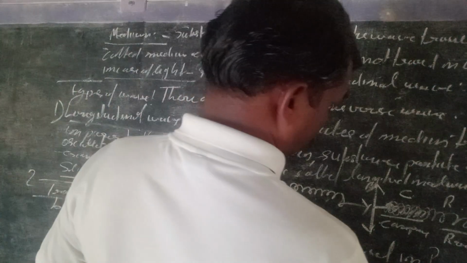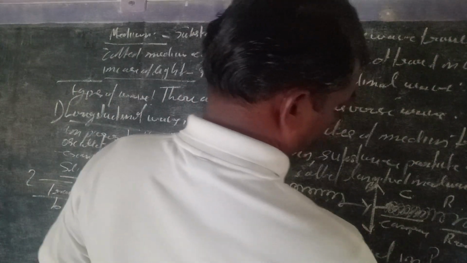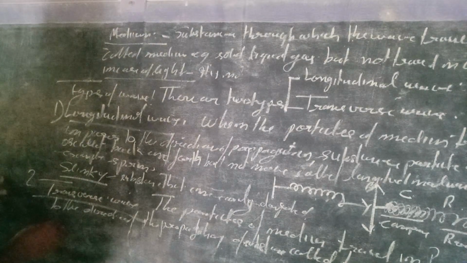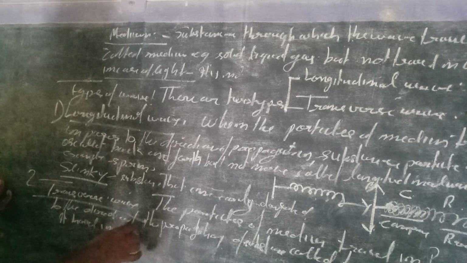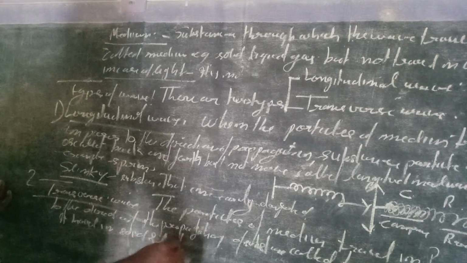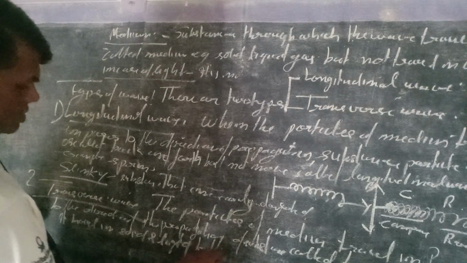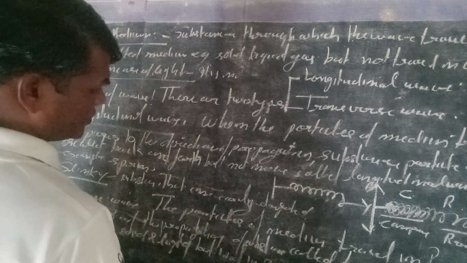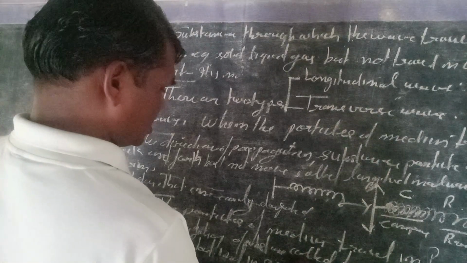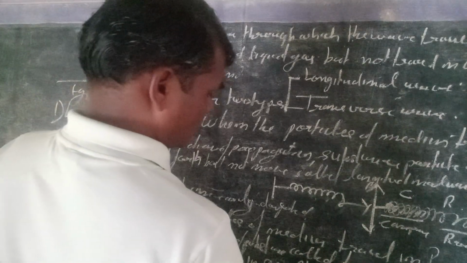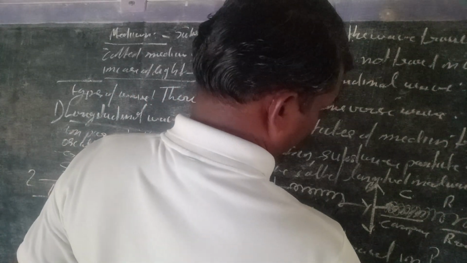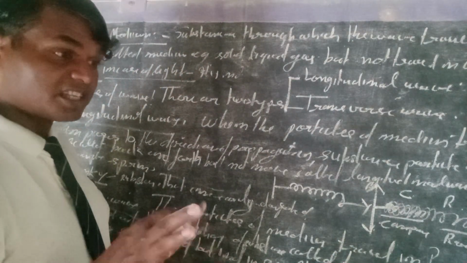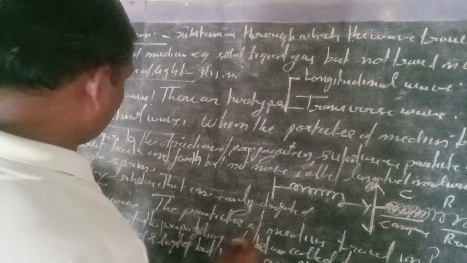Example: light. Suppose we take light as the example. It travels in solid and liquid, but not in gas, and it also does not require a medium. Whether a medium is present or not, it can propagate. So transverse waves are here.